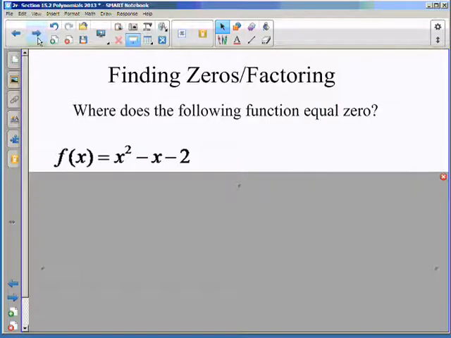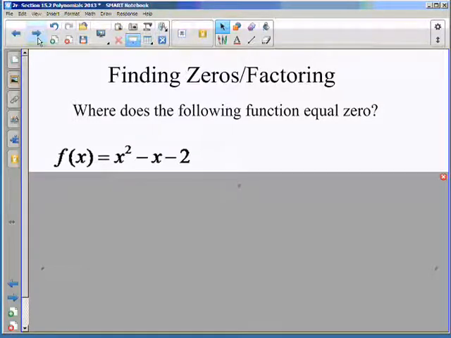Finding zeros and factoring. Where does the function equal 0? What we want to do here is focus on what makes the function equal 0, and if the function is factored, we can see values for x that will make the whole function equal 0 because we can get one of the factors to equal 0.